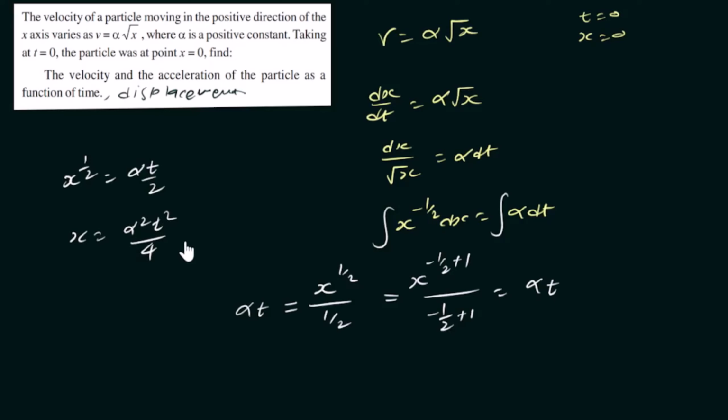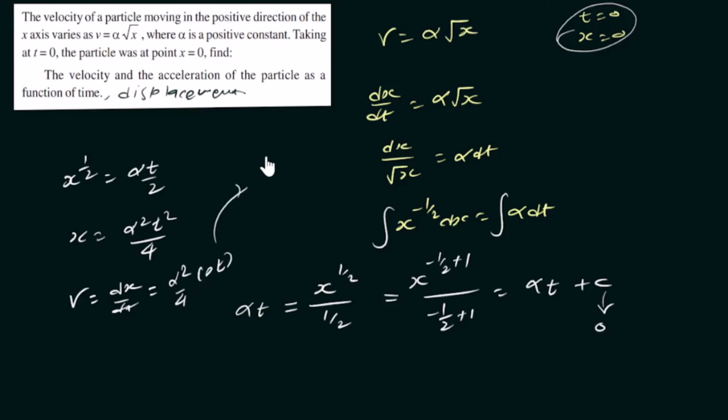Here one integration constant will be there, but from the initial condition, this turns out to be 0. So x is basically alpha square t square by 4. Now we can find velocity as a function of time. This will be dx by dt. So here the velocity will be alpha square by 4 times 2t.